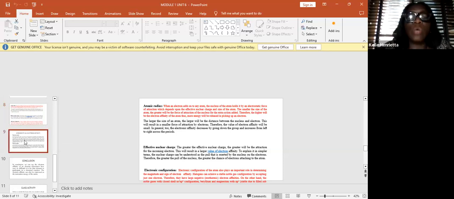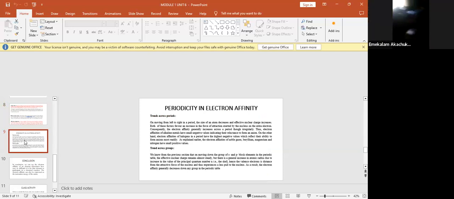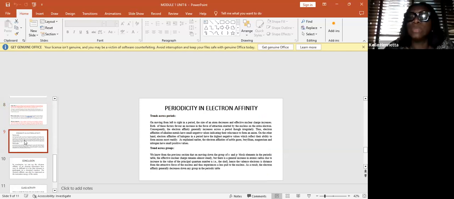So we equally go to the periodicity in electron affinity. That is just what I've just explained. Across the period, we know that the atomic size of an element decreases, but the nuclear charge increases. So the nuclear charge is much on the incoming electron. So that means across the period, electron affinity increases.